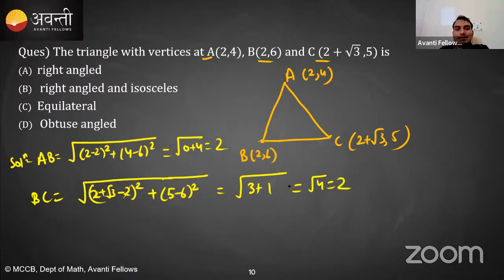So till now we have seen that AB and BC are equal. So it means the triangle is isosceles. That much is clear so far. So let's see what AC is. Let's find AC as well.